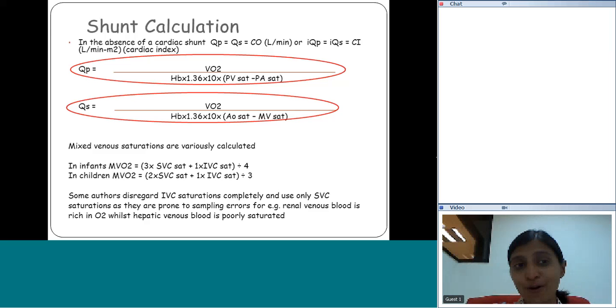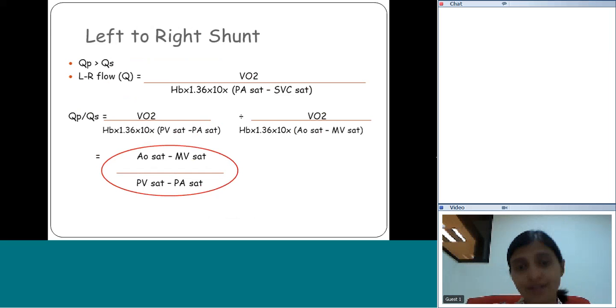So when you have a left to right shunt, if you want to know what the left to right flow is, basically, when you have a left to right shunt, the pulmonary blood flow is greater than the systemic blood flow, right? This is because systemic blood flows into the pulmonary circulation, and you have a formula to calculate the quantity of this left to right shunt. What we are normally interested in is the QP by QS ratio, which tells you how much more blood is flowing into the pulmonary circulation as compared to the systemic circulation.